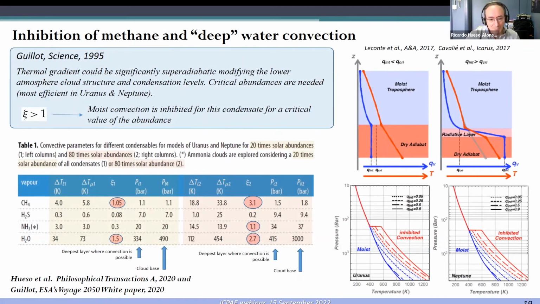And of course, in these planets, there is something very unique that happens. If you have a compositional gradient in the molecular weight of the atmosphere that is so large, as we have seen in the previous plots, then the vertical motions of the atmospheres can be prohibited. Normally, when you have moist convection, what you have is some amount of wet air that goes up. As it goes up, it cools.